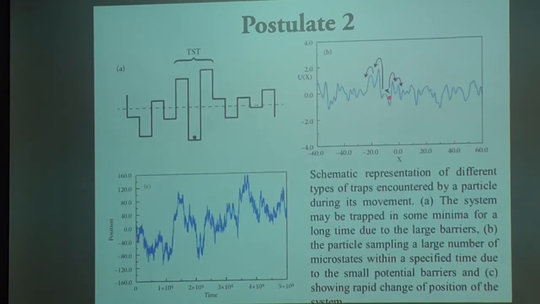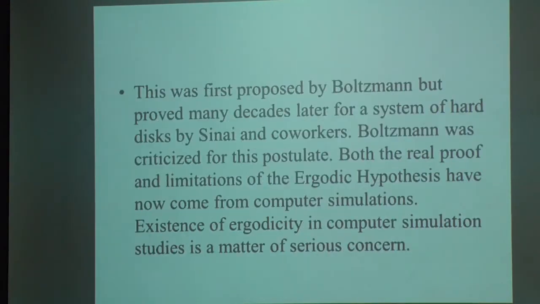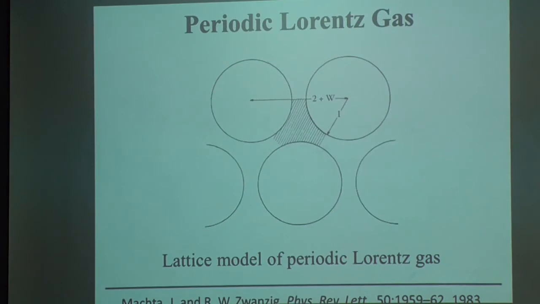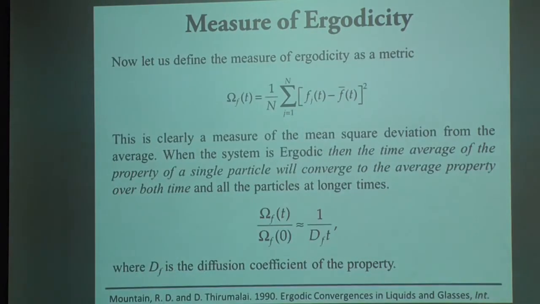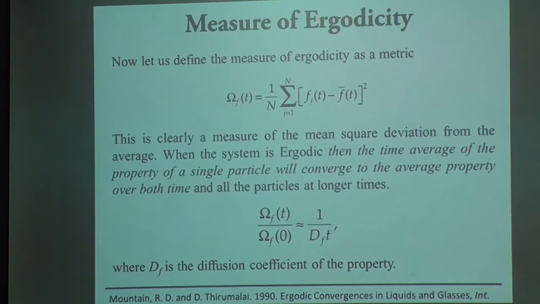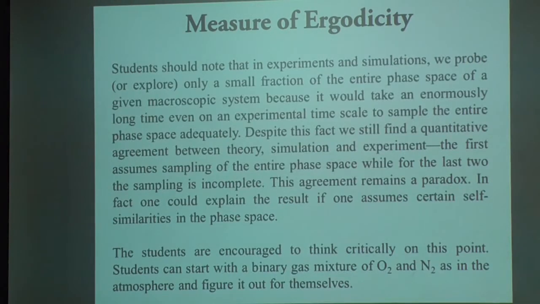Okay, time averaging, ensemble averaging, and the trajectory we have done. Measure of ergodicity is a very important thing that I did not spend too much time on, but there is a beautiful paper I would like to draw your attention to, by Mountain and Thirumalai, Devarajan Thirumalai. He's a very good scientist and a good friend of mine. They wrote a beautiful paper. Read this paper. If you want to do a project, you can do one on ergodicity if you are mathematically inclined. They found the conditions under which a system can be ergodic, and all these things are connected to diffusion of the system. Measure of ergodicity.